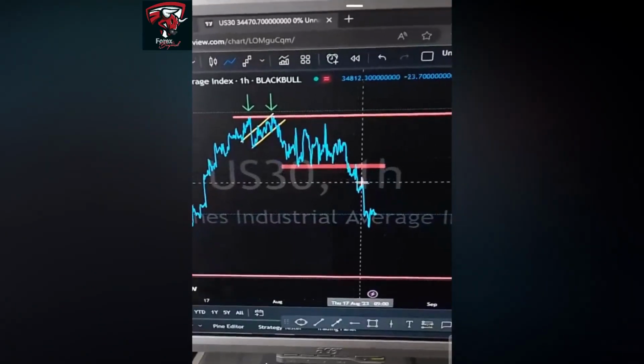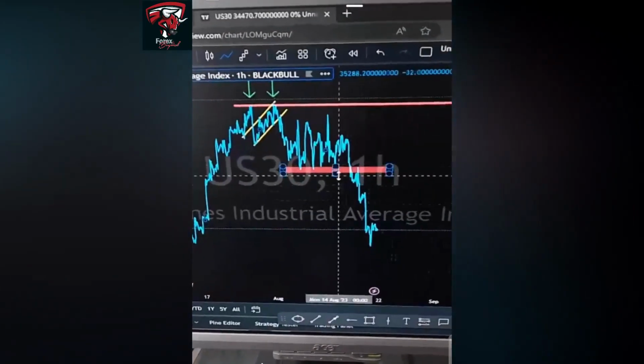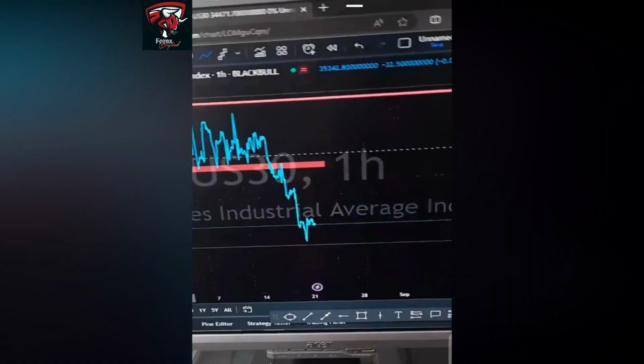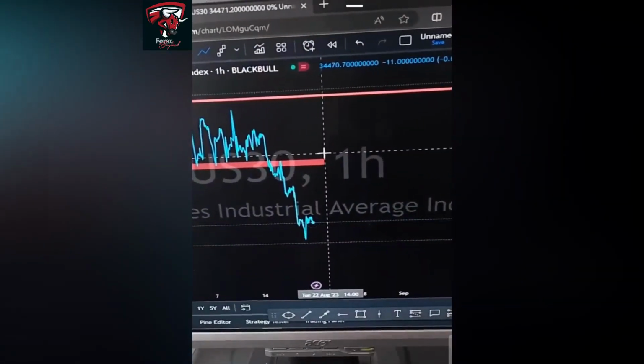Now we broke the major support, right? And I always say, if the market breaks a major zone, that zone is going to be another zone. What do I mean by that? A broken support becomes a resistance.